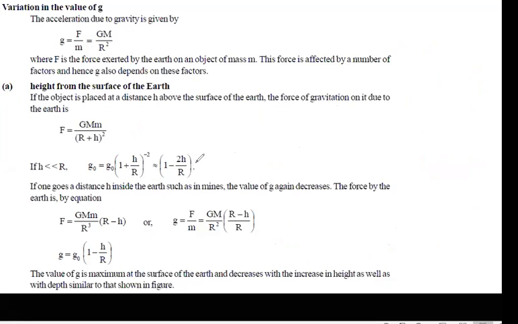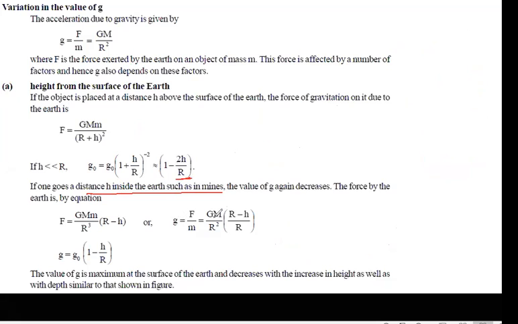Now, second one. If we talk about the depth, if we go distance h inside the earth, think about this. Is g decreasing or increasing? Tell me. It is decreasing now, right?